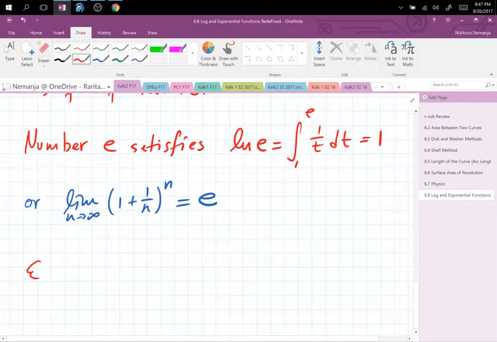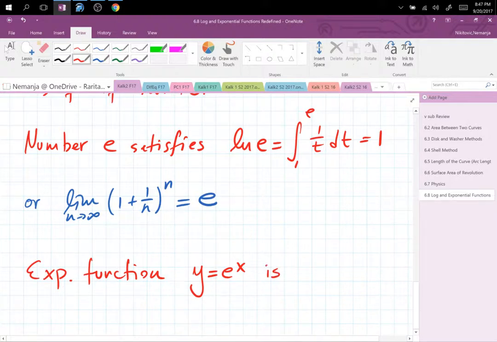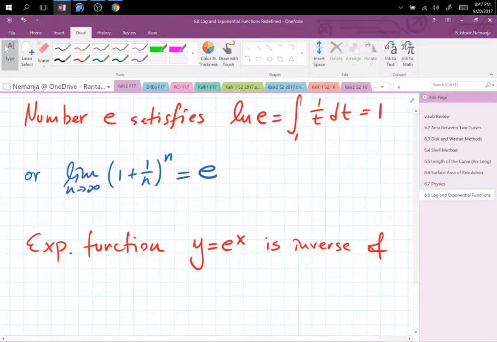So now I will say that the exponential function y equals e to the x is the inverse of x equals ln of y. And we know that we can define ln of y because we have the definition, right? So I can write ln of y is equal to the integral from 1 to y of 1 over t dt.